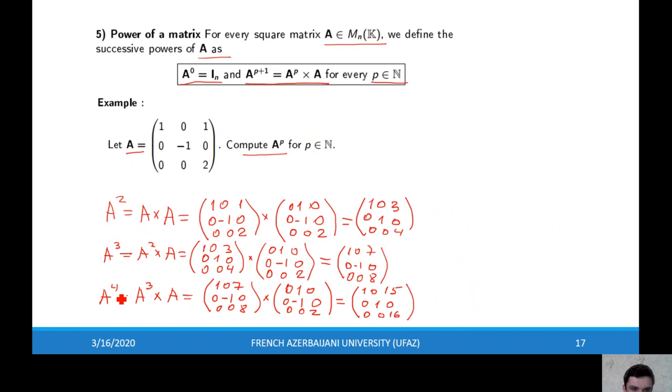Okay, the first element of the first row in A squared, A cubed, A to the power of 4 is 1, and here 1, 1. Last elements are 3, 7, 15, and also diagonal elements are 1, 1, 4, here 1, minus 1, 8, and here 1, 1, and 16. And the rest of the elements are 0. Then here we can write 1, 0. Instead of 3, I will write 2 squared minus 1. And also here, instead of 7, we can write 2 cubed minus 1. And here, 2 to the power of 4 minus 1.